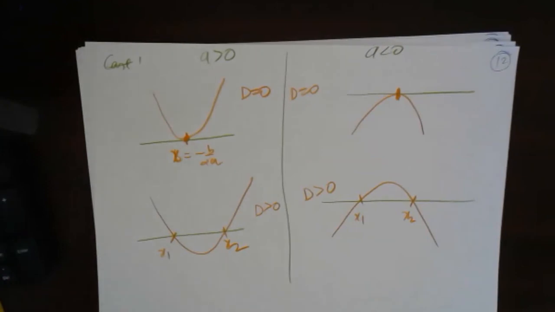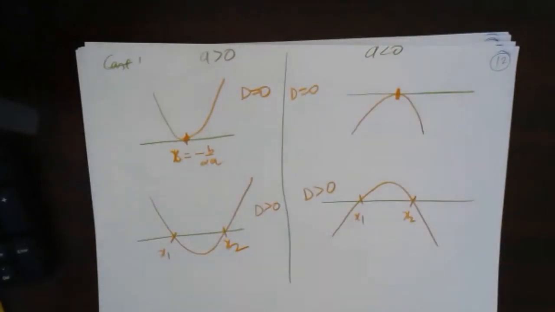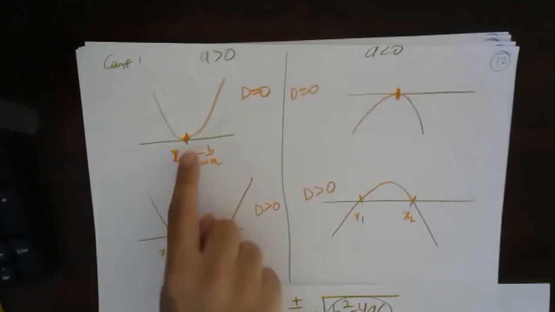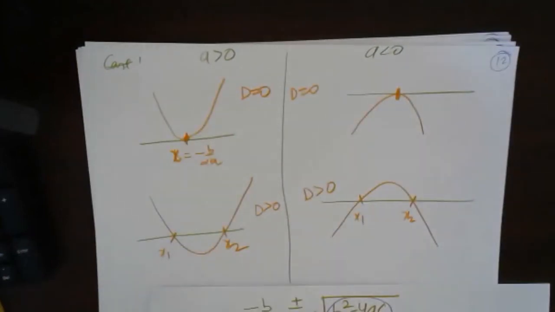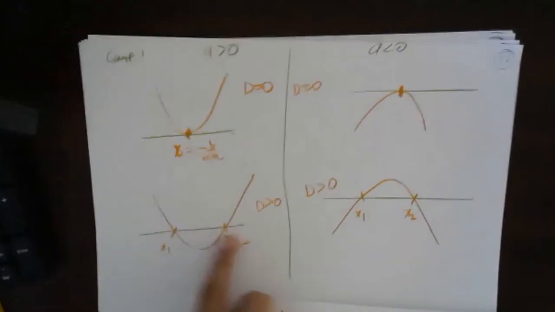Stalin, what you are not able to understand, tell me. Already we have taken a greater than 0 and a less than 0. A greater than 0 is always upward. A less than 0 is always downward. Okay. Case 1, d is equal to 0, equal root. That means it will touch at only one point. Second case, d greater than 0, 2 points of intersection.